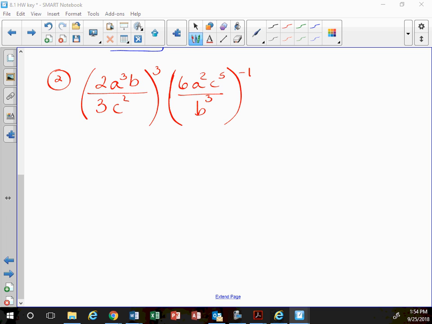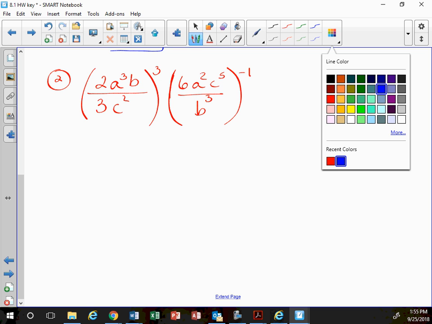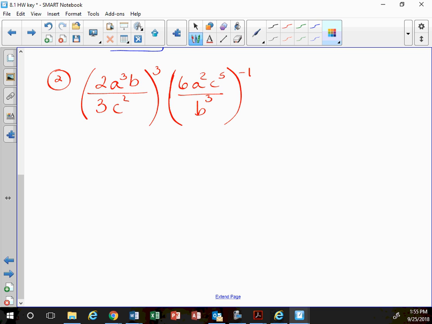Alright guys, let's look. Alright, so I'm going to simplify one parenthesis at a time, figure out what's happening here. So 2 cubed is 8. This would be a to the 9th, b to the 3rd, over 3 cubed is 27, c to the 6th. Okay. Second parenthesis.